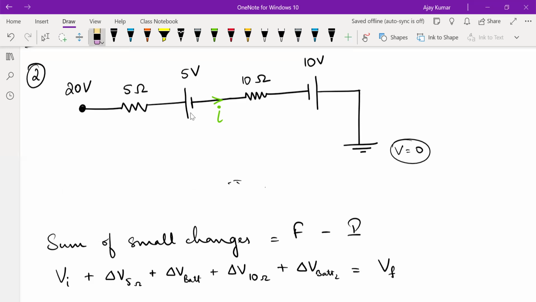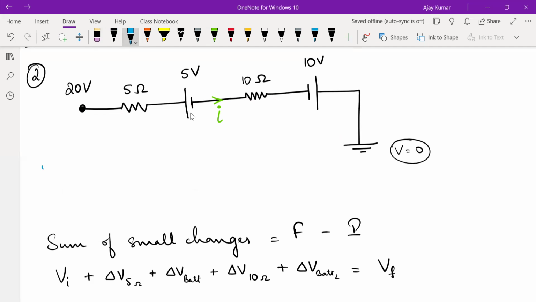Initial value, the point where we start from, like we are going to start from here and move to this point. There's no loop here. I didn't form the loop, so I won't call it KVL, but we know how to write potential changes. We are going to make use of that.